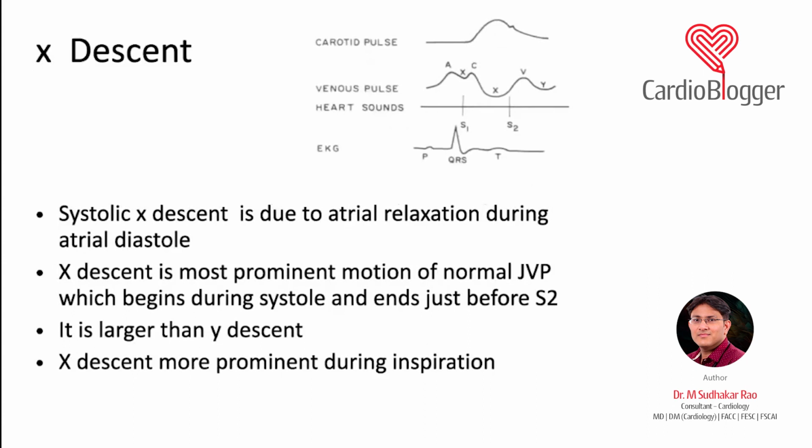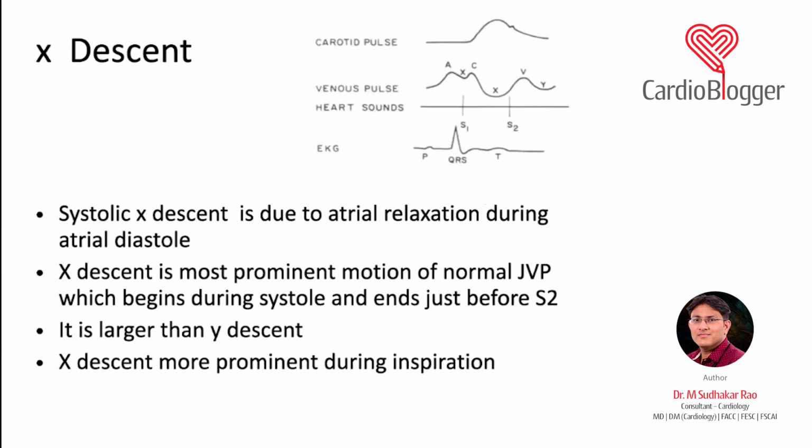Now going to the X descent. What is the X descent? As I already told you, it is because of atrial relaxation. So it is a systolic X descent. It is due to atrial relaxation during atrial diastole. It is a systolic X descent, but it occurs during atrial diastole, and at that time it is ventricular systole. So the X descent is the more prominent motion of the normal JVP, and it stops just before S2.